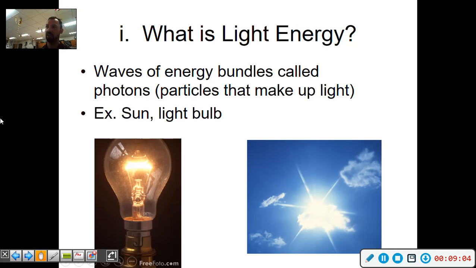Okay, light energy is next. These are wave energy in bundles called photons. Photons, because they're not just waves, they're also particles. Okay, so that was something discovered later on. They used to think they were just waves, but that's not the case. So they behave like waves and particles. So they get their own energy because of that, and the sun is an example of that. And a light bulb. So those are light energies.